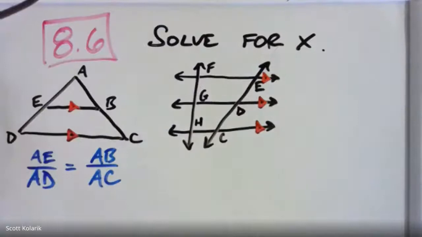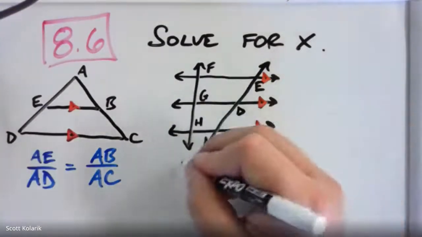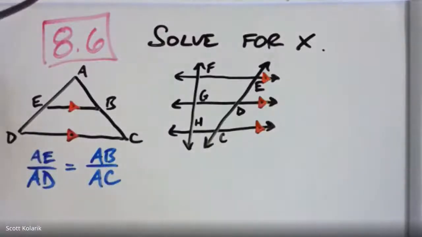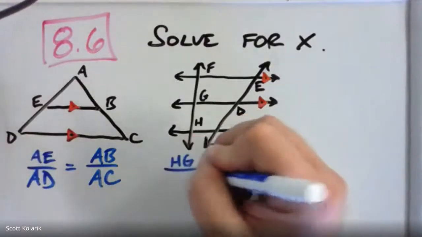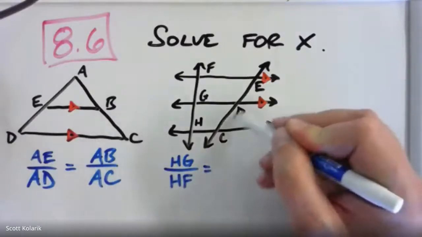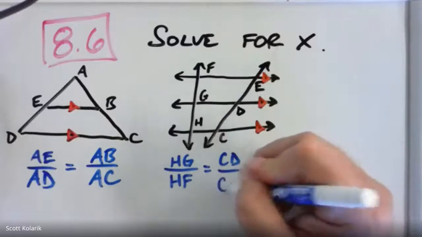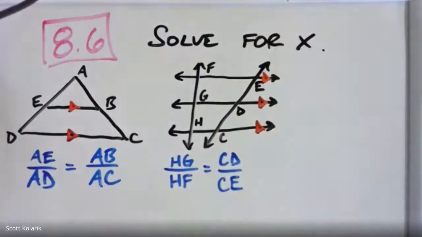And so, again, piece over the whole, piece over the whole. For instance, HG, this piece down here, over that whole side length being HF has to equal the piece being like CD here over the whole length being CE. Okay, that ratio has to be true. Again, you'll be given an unknown that you use cross multiplication to solve for.